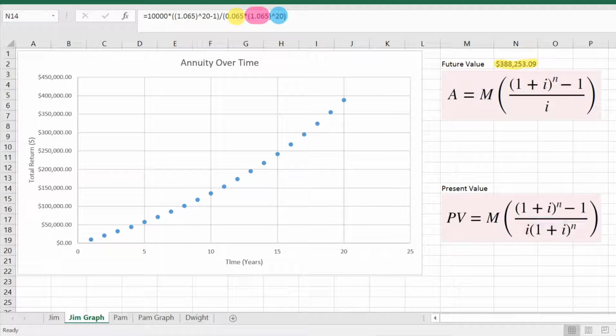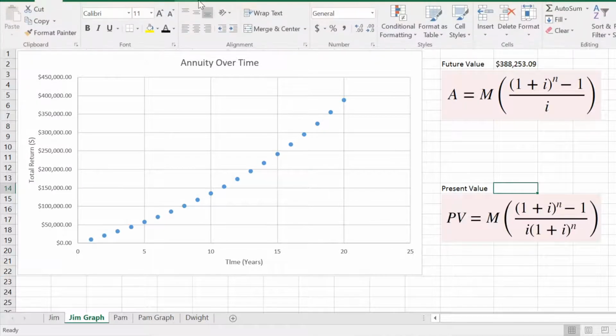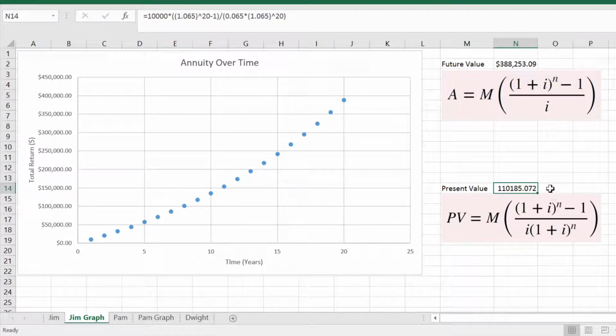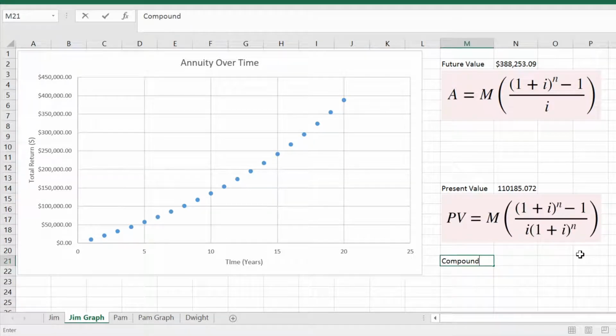If I just go through and double check it now, we get a value of $110,185. Now, let me just prove to you that this value is what we need. Let's try putting that into our compound interest formula. For those who don't remember, our compound interest formula is A equals P times (1 plus I) to the power of N. So in this case, we've got $110,185. We'll just round down.